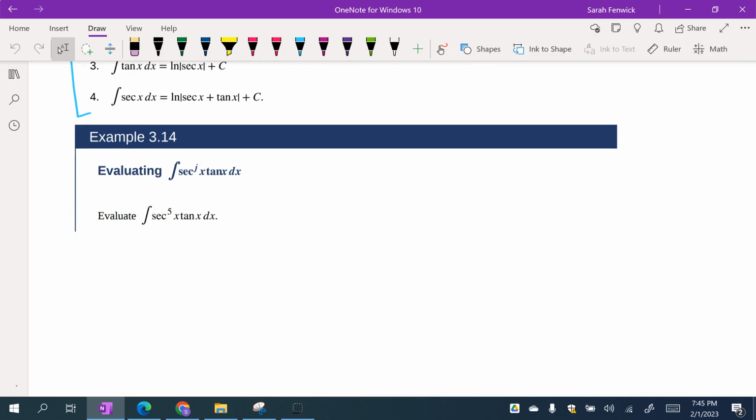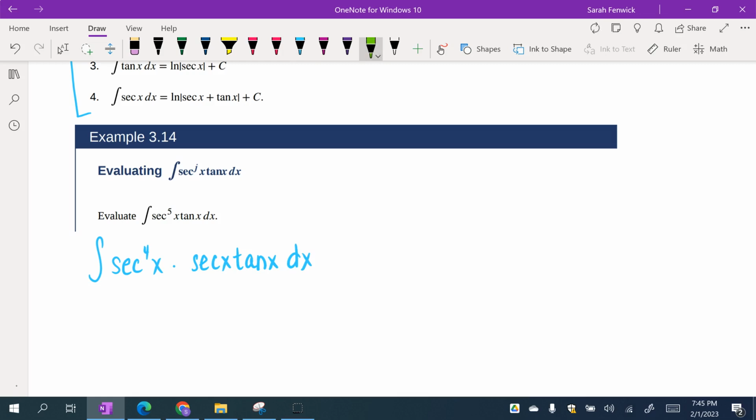Here we have the integral of secant to the fifth x tan x dx. How you do this, again, is going to work on the even and odd system, kind of. So I'm going to rewrite secant to the fifth x as secant to the fourth x times secant x. You'll see why in just a second. Integral secant to the fourth x times secant x tan x dx.